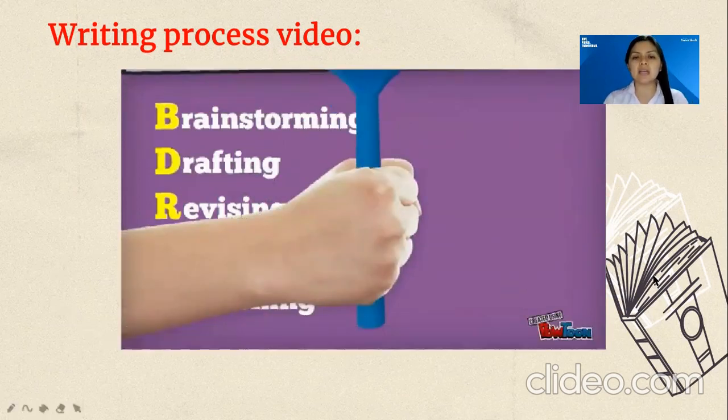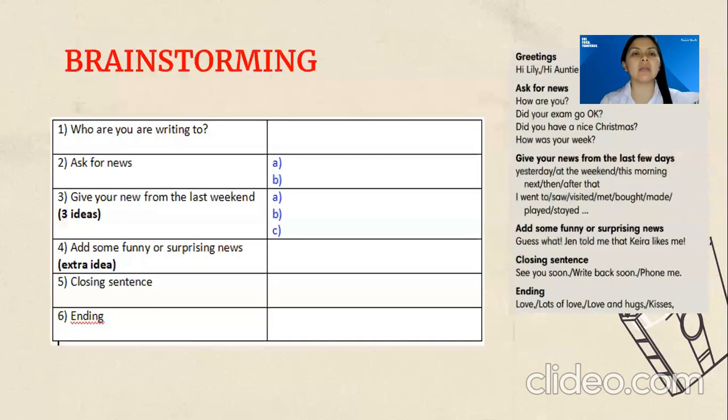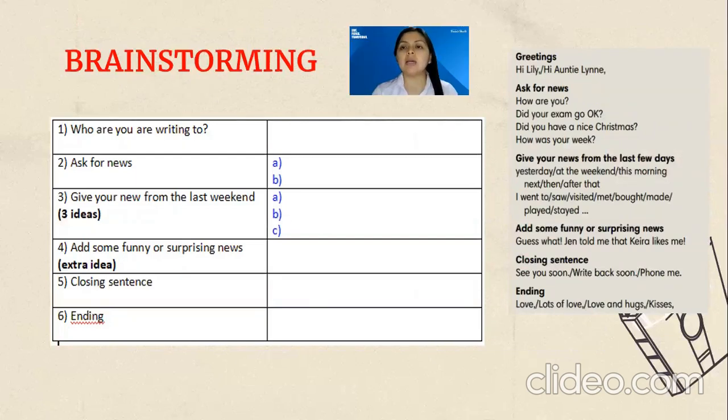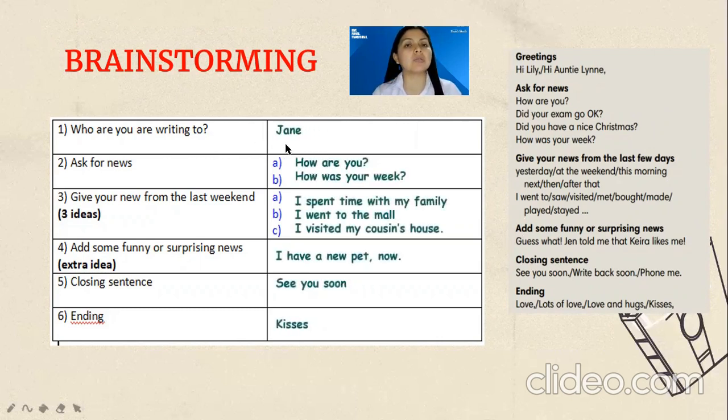Okay, so we have the 5 steps of the writing process, right? Now we are going to start with the first part, okay? Remember that today we are writing an email, okay? So we have to follow this writing box. For example, who are you writing to, right? I'm writing to Jane. Ask for news, there you are going to write 2 questions, right? 2 questions. Let's continue with number 3. Give your news from the last weekend. Yes, some news. 3 actions. Yes, what did you do last weekend, maybe, right?